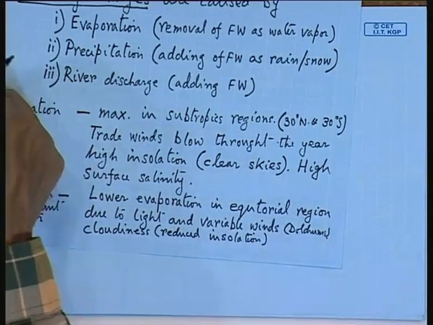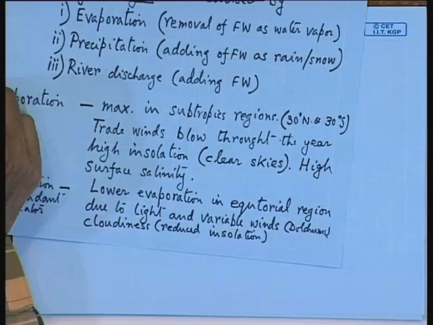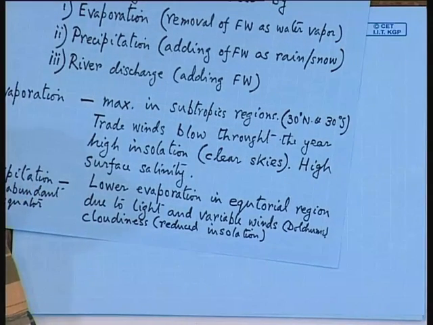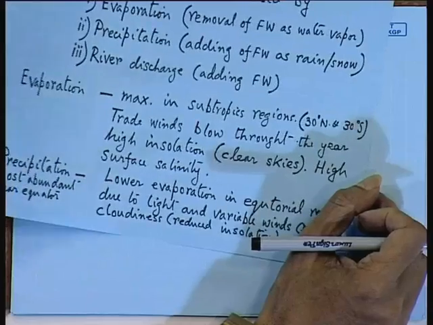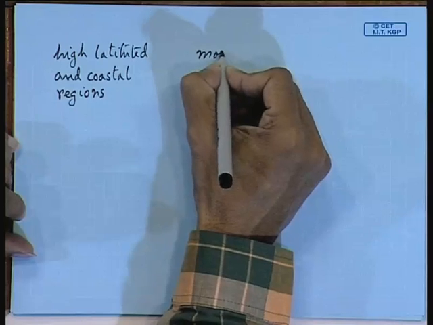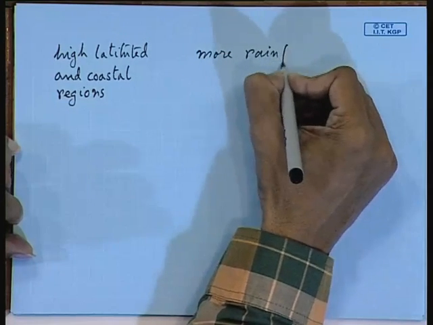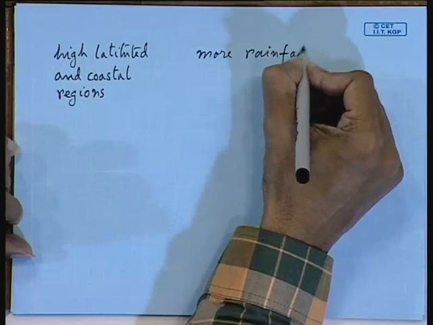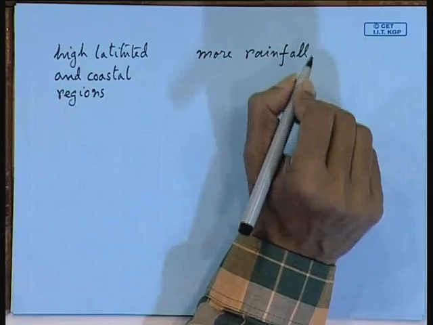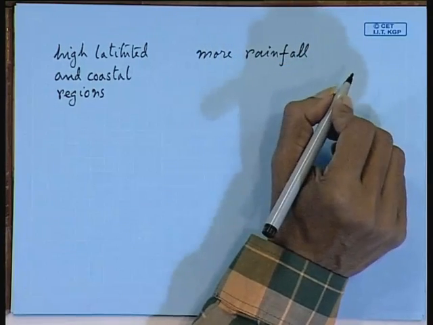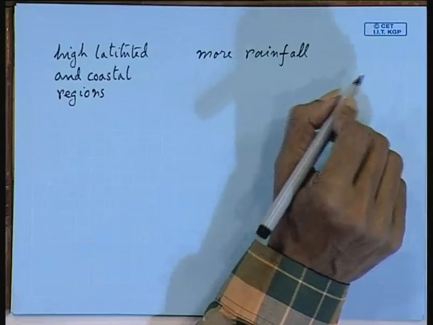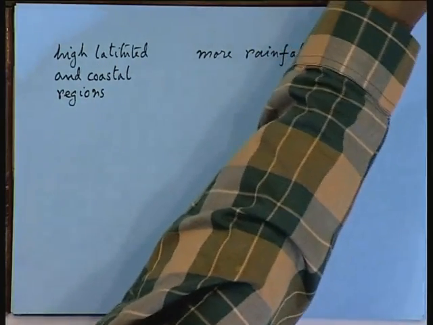So, in this region what will you have? You have precipitation, meaning more rainfall. So, the equatorial region is affected by more rains because of this kind of activity that takes place, lower evaporation.